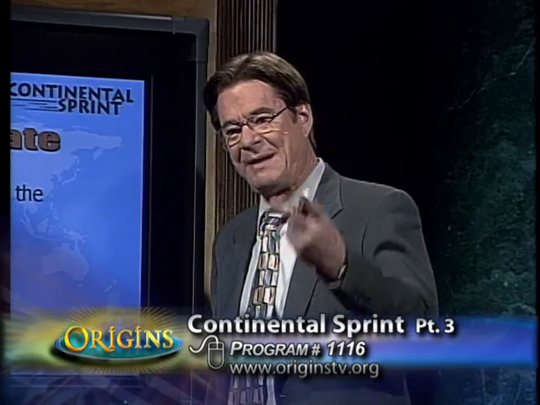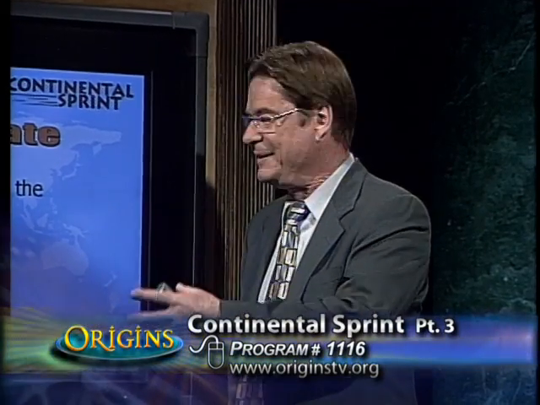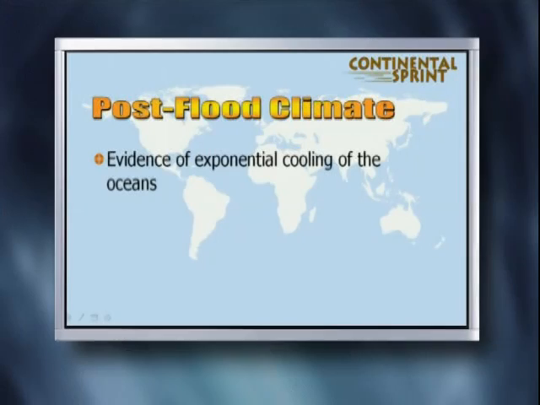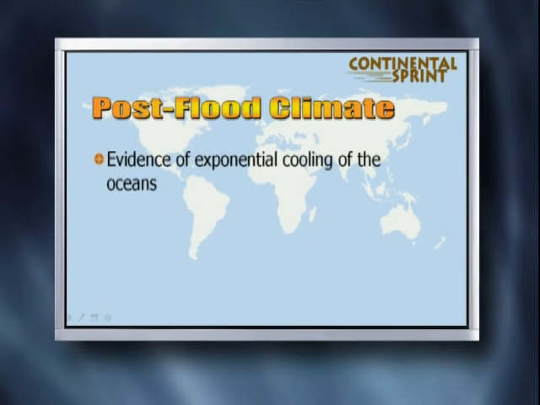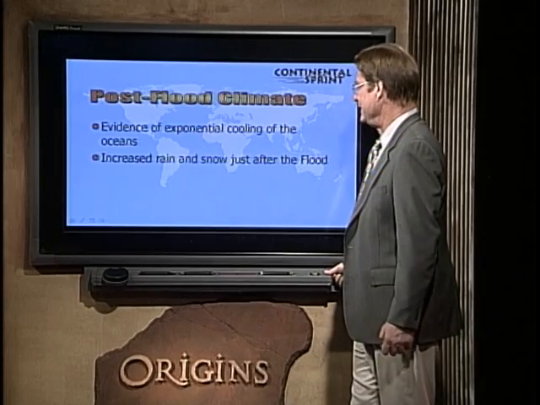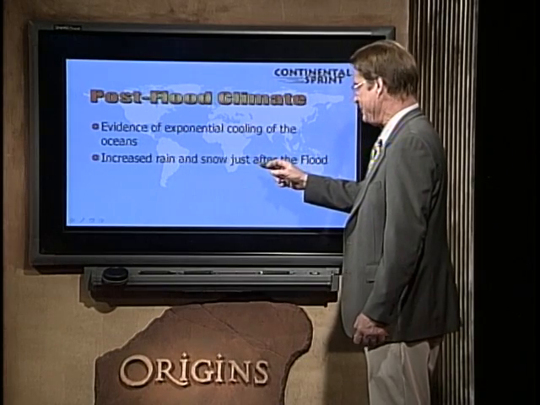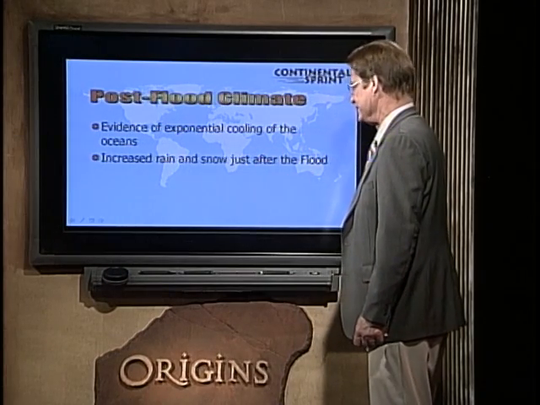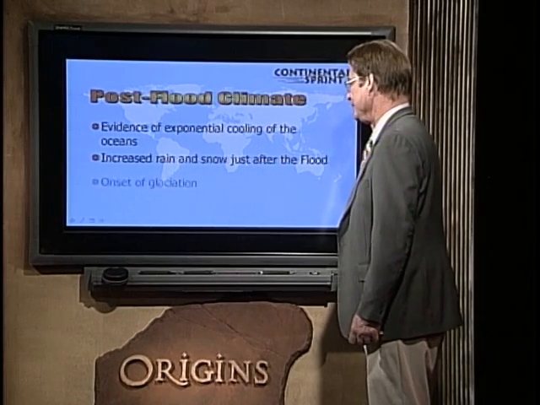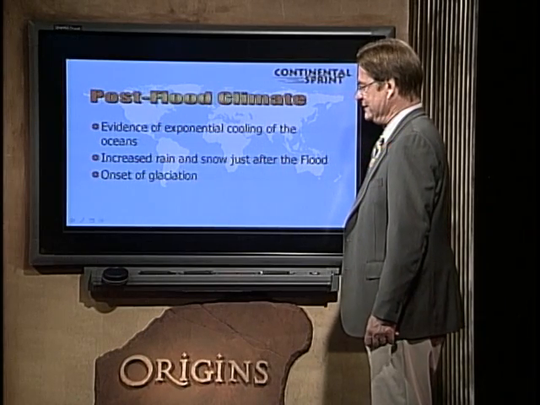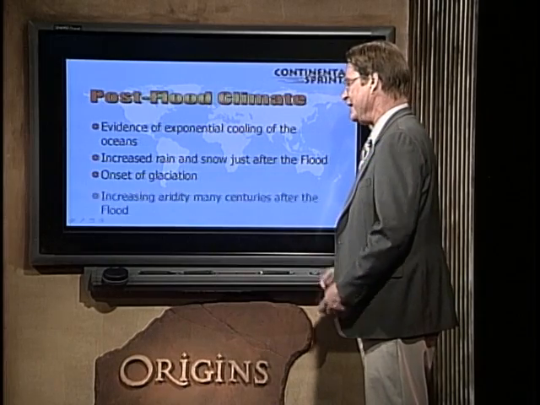What are the two things you need to have an ice age? You need cold, of course, to make ice, but you also need heat, don't you? You need heat to make an ice age, to evaporate water, to make snow, to be ice. So a rapid post-flood climate change and the exponential cooling could create the ice age. Increased rain and snow just after the flood, because of the increased evaporation, because of the hot oceans to start with. The oceans are going to cool, and then the onset of glaciation. So it can explain a number of things.